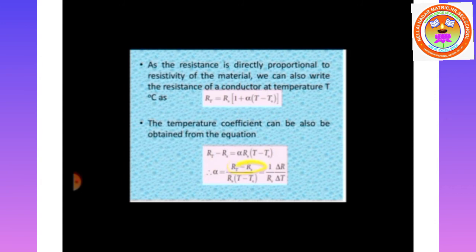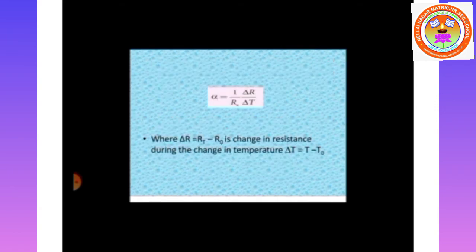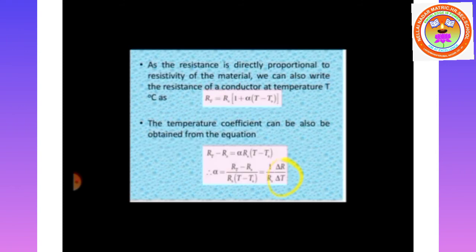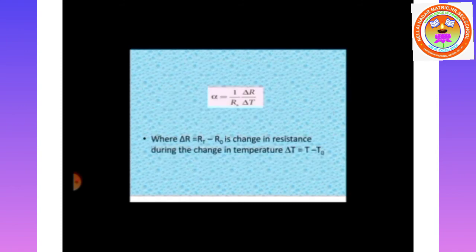Here R_T minus R naught is the difference between the resistance of the conductor, that is delta R, the change in resistance at different temperature. Divided by R naught, T minus T naught is the change in temperature. So alpha is equal to 1 divided by R naught, delta R divided by delta T, where delta R is R_T minus R naught, the change in resistance, and delta T is equal to T minus T naught, the change in temperature.